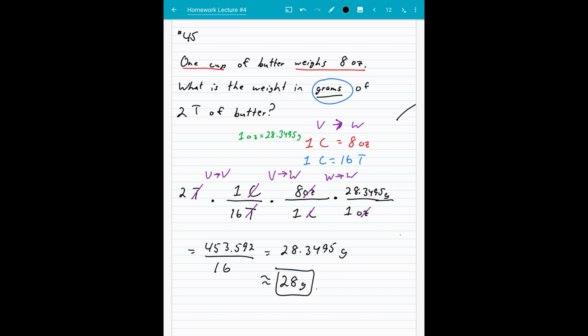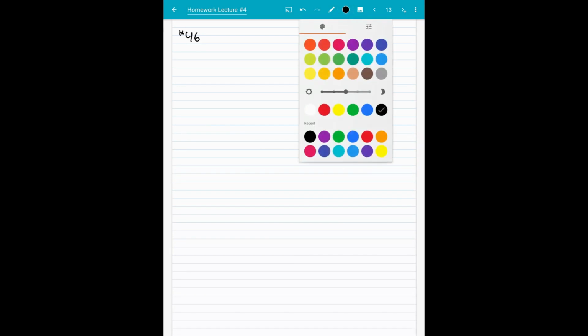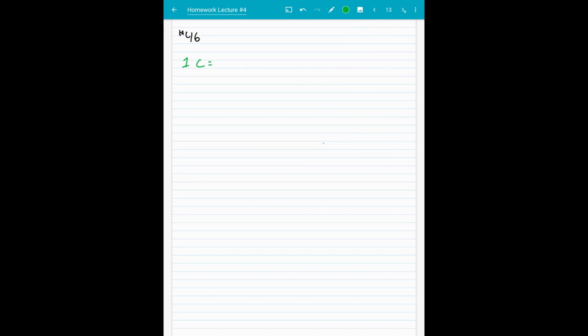All right. Let's go ahead and I'll do one more for you guys. This is going to be number 46, and it's similar to the one we just did. It says 1 cup of grated fresh Parmesan cheese weighs 3 ounces. So I'm going to go ahead and write down that conversion. 1 cup is equal to 3 ounces. And we're talking about Parmesan cheese. I just can't spell Parmesan cheese. It says, what is the weight in pounds?